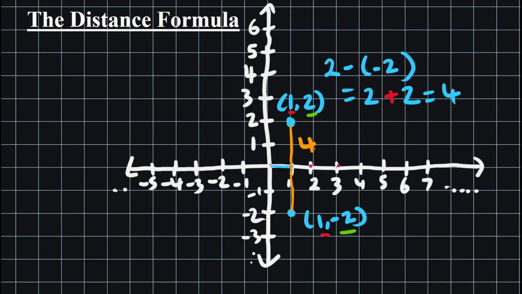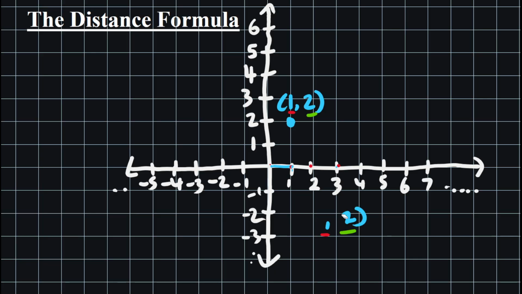And that's it. So that's how you find the distance between 2 points that have the same x-coordinate but different y-coordinates. So those are two examples of points that have the same either x-coordinate or y-coordinate.